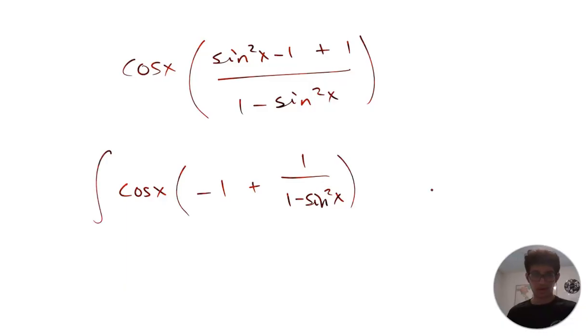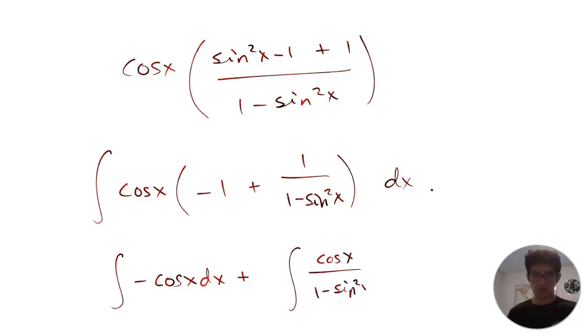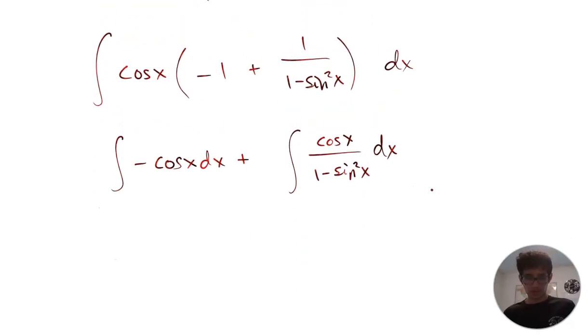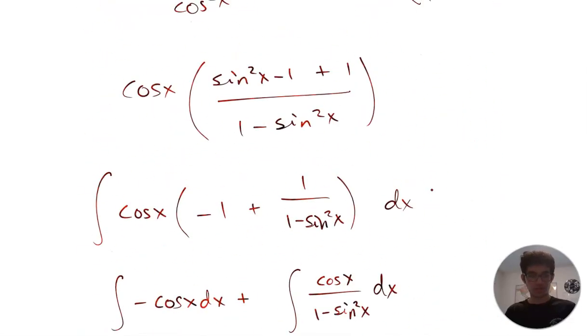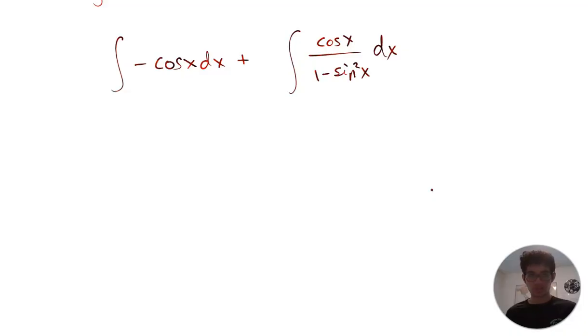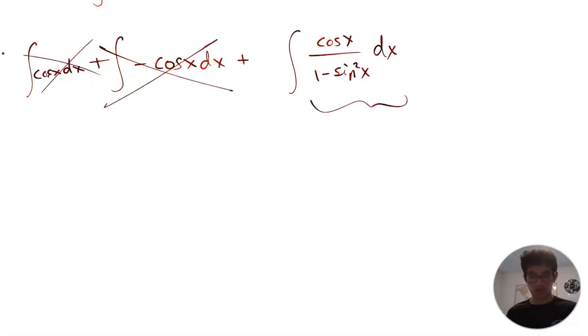And remember, we're still integrating all of this. So now we have the integral of, okay, negative cosine of x dx plus cosine of x over 1 minus sine squared x dx. All right, so we're getting a little bit closer now, right? Remember that we had initially just the integral of cosine of x dx, and then there's some constants here and there, but the constants will always exist, so we can cancel this out with the initial cosine x dx. So now it's this that we have. Okay, this is all we have to worry about now.